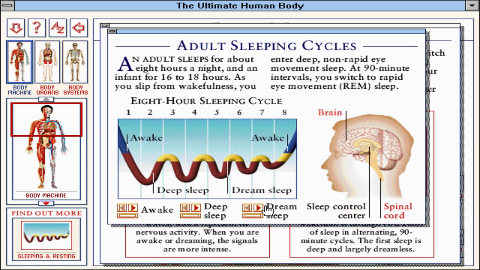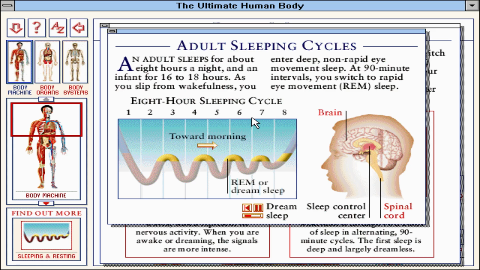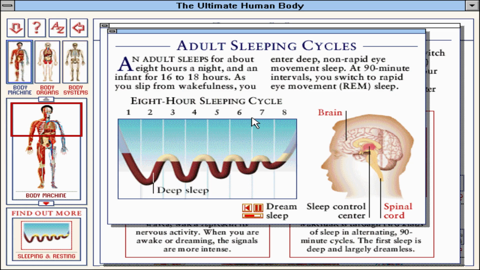Adult sleeping cycle. You are most likely to dream during REM or rapid eye movement sleep. Toward the morning, the amount of dream sleep increases compared with deep sleep. Dream sleep makes up around a quarter of an adult's total sleeping time.